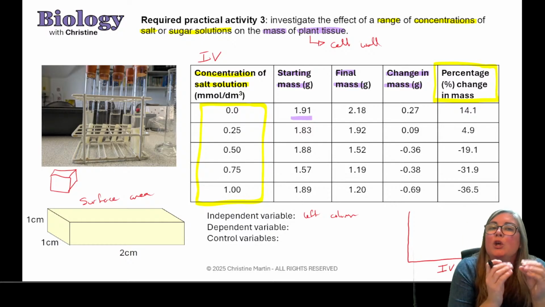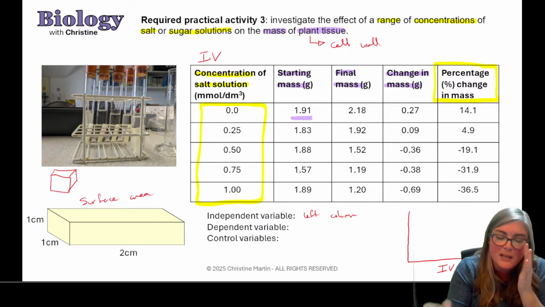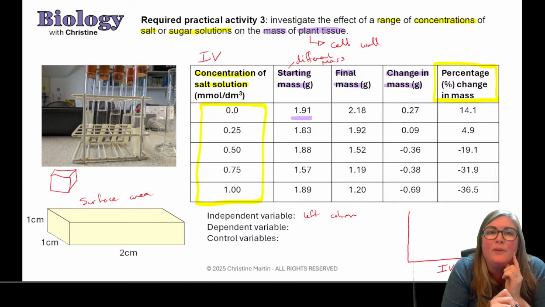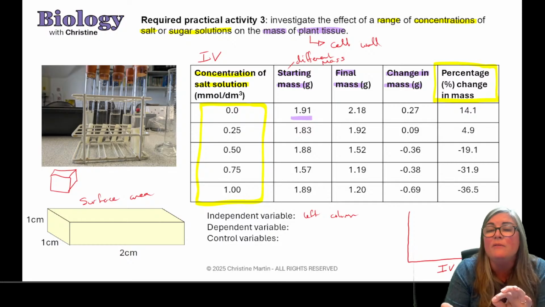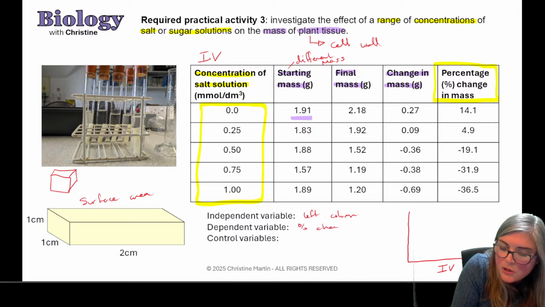So because I couldn't control my mass at the start, I have different masses at the start. I need to account for that. And I account for that by working out my percentage change in mass. So my dependent variable is, if I'm given this question, the percentage change in mass.